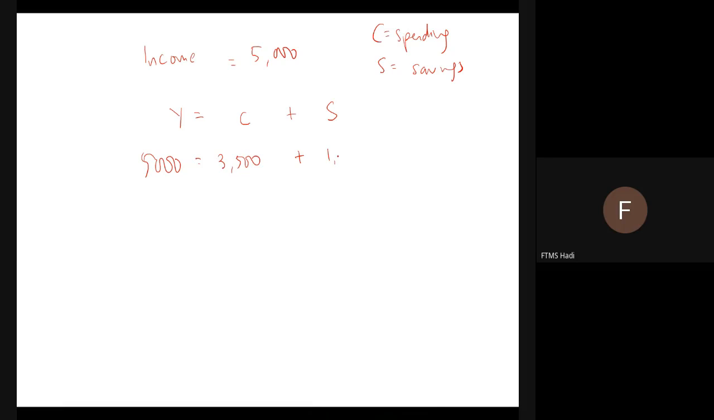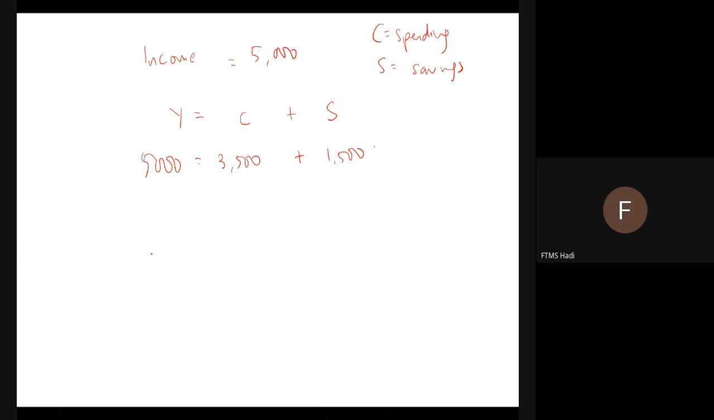Okay, I will give you a mathematical equation on consumption and saving. Let's say your income is 5,000 monthly. Your income is equal to consumption plus saving. Remember, consumption is your spending, and the rest is savings. Let's say from your salary your consumption is 3,500. Therefore, your savings will be 1,500, isn't it?